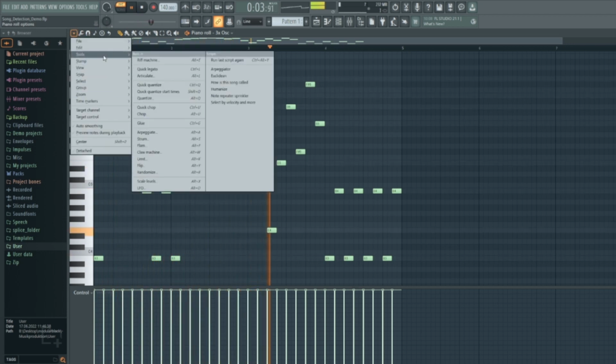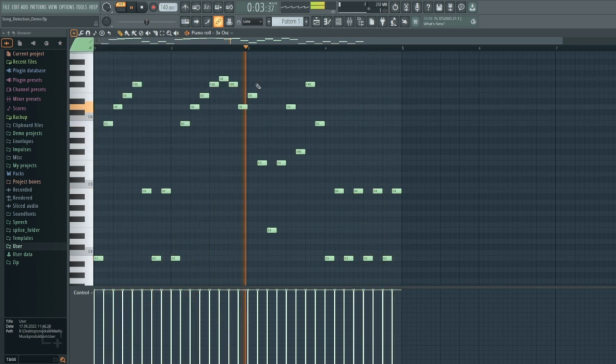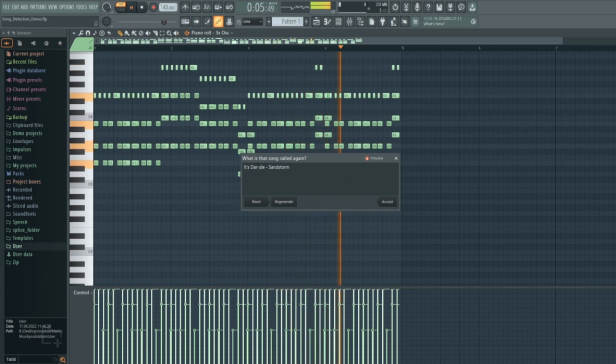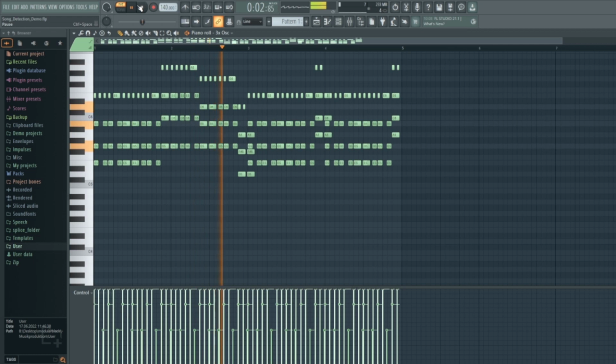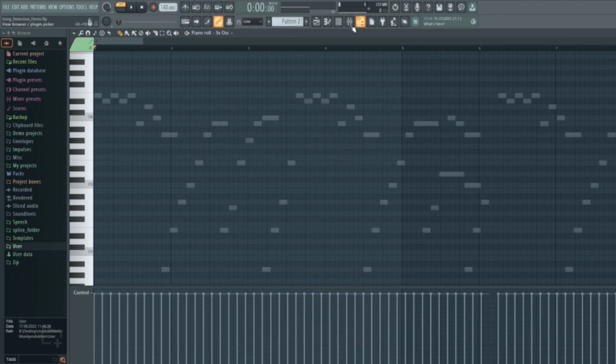here, tools, and then how is this song called? Yeah, it's the Root Sensor. So many have guessed this before me, but yeah, this is the Root Sensor. So we go to the next piece.